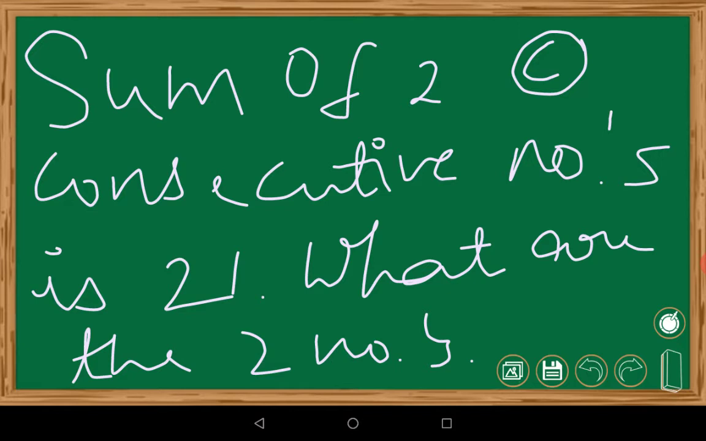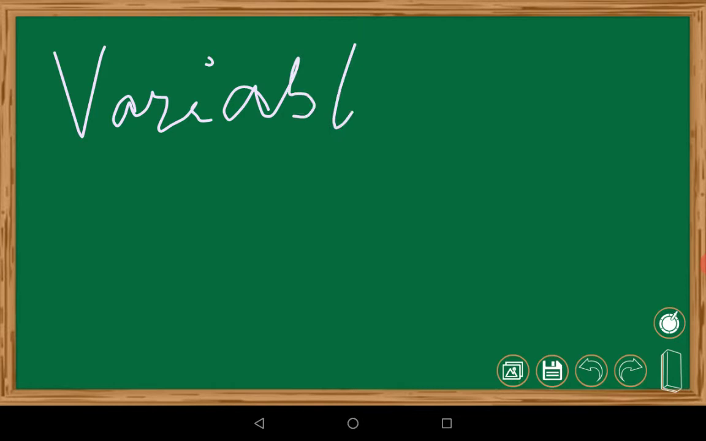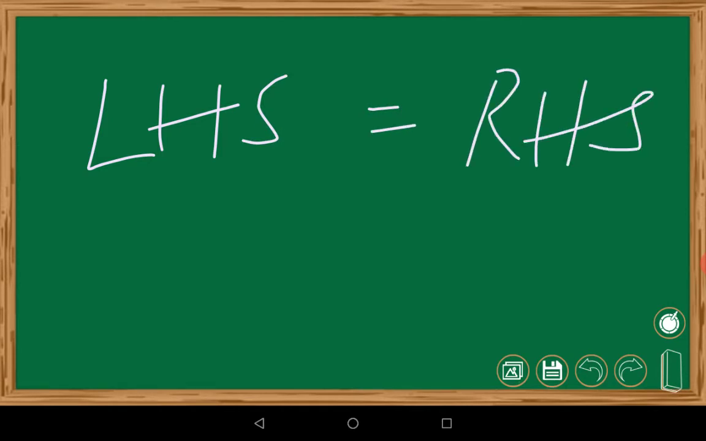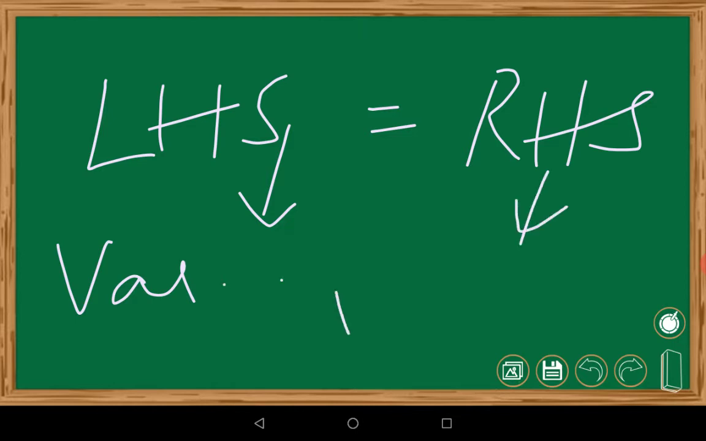Okay, now we have the next part: solving equations having variables on both sides. That means variables on both sides. Both sides means two sides, LHS and RHS. So here also variables will be there, here also variables will be there. So how should we find that?